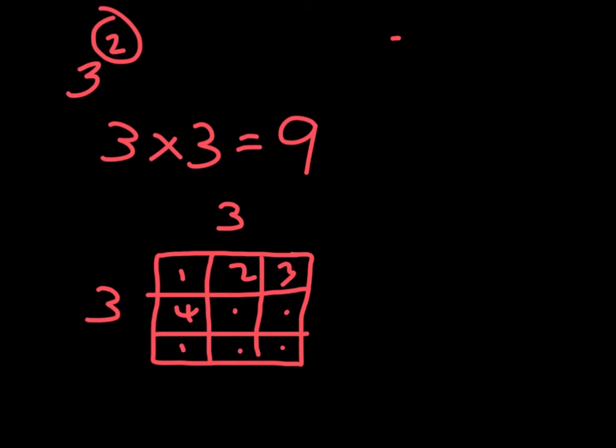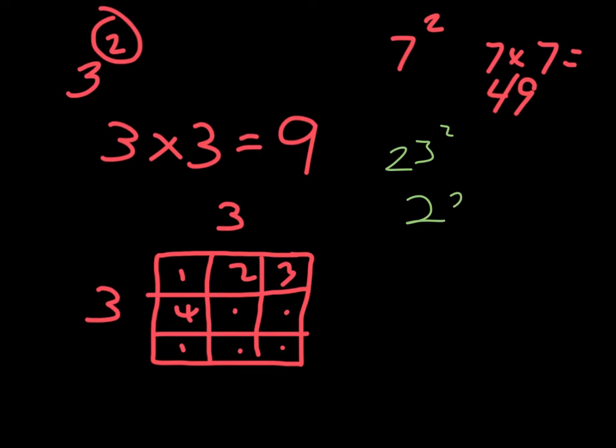So to find the square of 7, it would just be 7 times 7, just like yesterday, and that's 49. To find the square of a bigger number, let's say 23 squared, I might have to solve this by actually writing it out. So 23 times 23, and when I work that one out, I get 529.